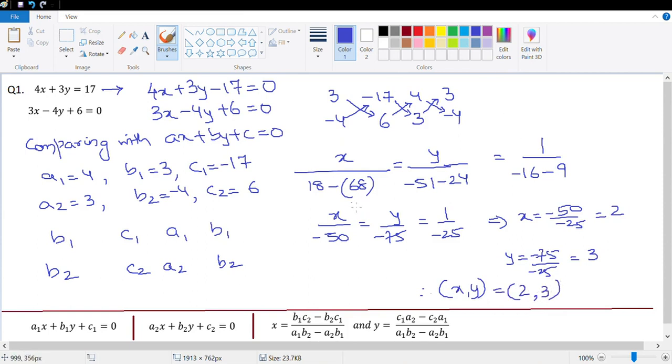I hope you realize that when I was trying to find x, I took term 1 and term 3, whereas when I was trying to find y, I took term 2 and term 3 together, because this is the constant one. Good. I hope some clarity on this concept. Let's look at the next question.